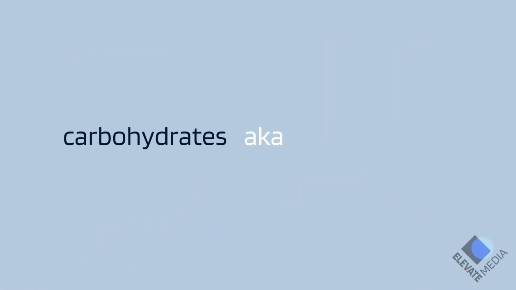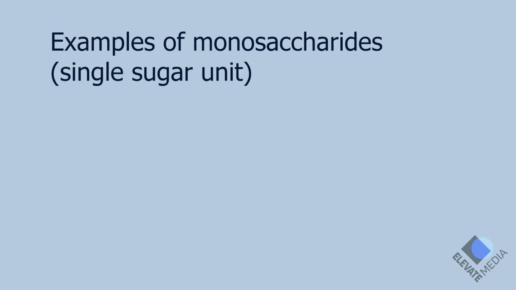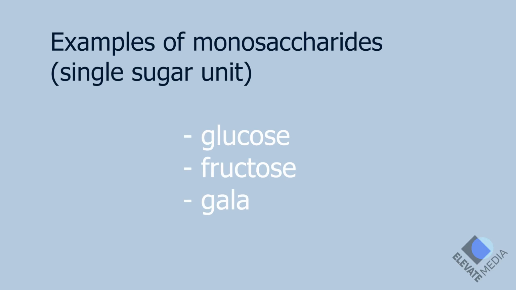Carbohydrates are often referred to as saccharides, which means sugar. There are many different types of saccharides, and you've probably heard of some of them. Saccharides can come in the form of monosaccharides, disaccharides, and polysaccharides. Monosaccharides are single sugar units. Examples of this include glucose, fructose, and galactose.